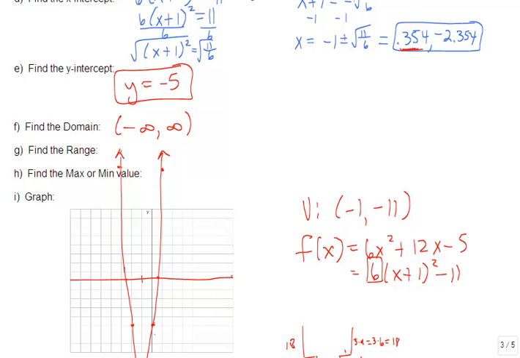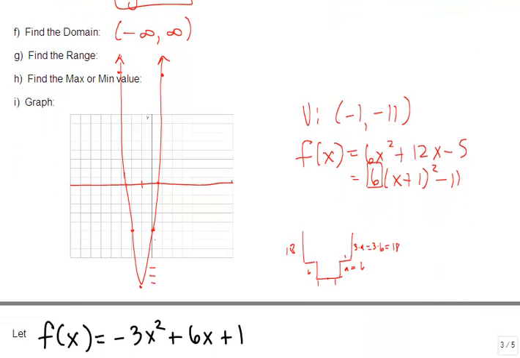So now that we have our graph, what is the range? How low does this graph go? It goes as low as the y coordinate of that vertex, which is -11, and it actually hits it, so use a bracket, and then it shoots up from there to infinity. So my range would be -11 to infinity. Does this graph have a max or a min? This one has a min. And what is its minimum value, its y value? -11, whatever that y coordinate of that vertex is.